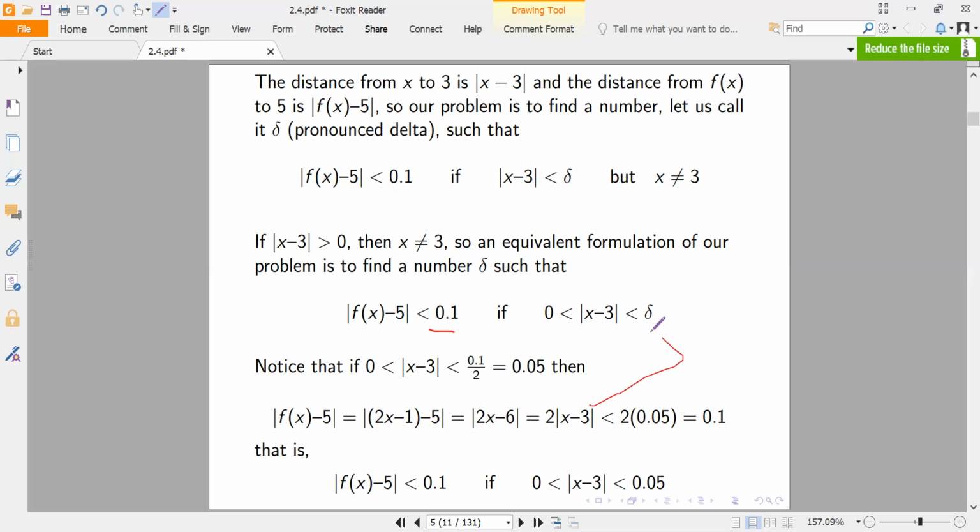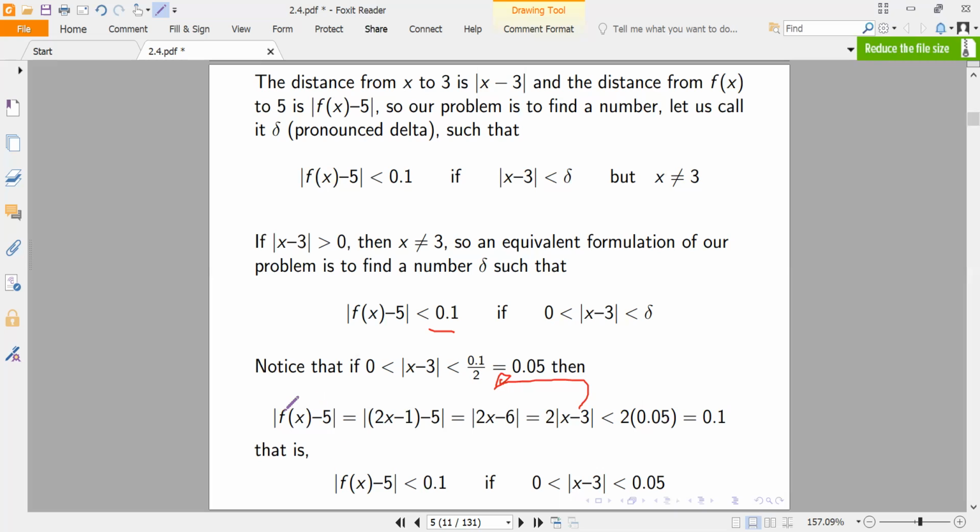Remember here, on our guess, we said we are guessing our delta, and we said our delta to be 0.05. So we already said that the distance from x to 3 is less than 0.05. So we can substitute that here. Remember this is strictly less than. So if the absolute value of x minus 3 is less than 0.05, it means 2 times the absolute value of x minus 3 will still be less than 2 times 0.05. Multiplying these two, we get 0.1.